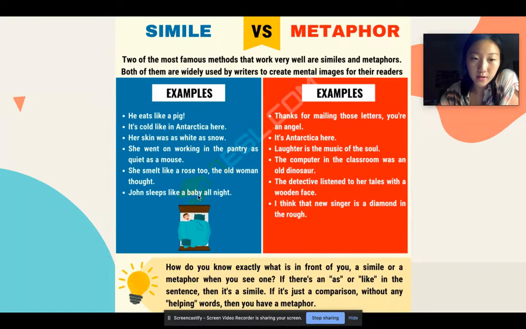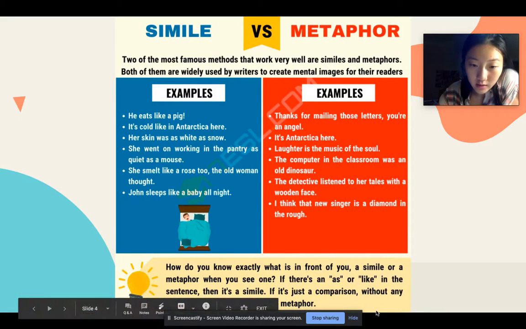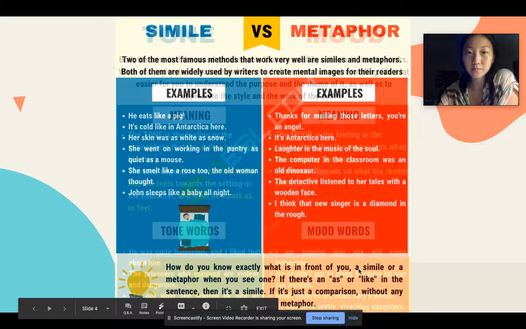And we can see this here. So go ahead, pause the video, and you can read through this. You know, her skin was white as snow. That new singer is a diamond in the rough, so we're using the word is. Thanks for mailing those letters. You are an angel, okay? Versus she's like an angel, or he's like an angel. So you can see the differences here. And yeah, if you see like and as, instantly you know it's a simile, okay?